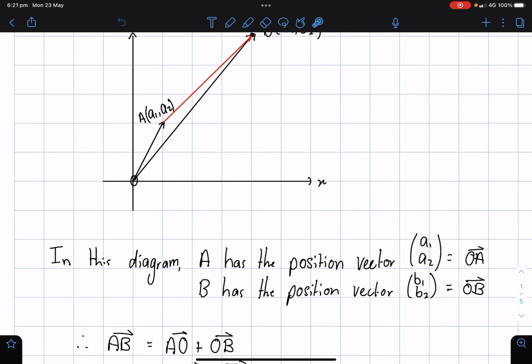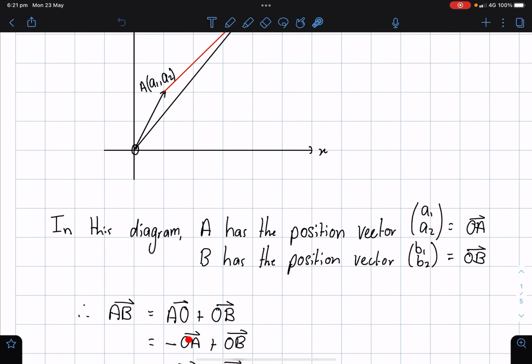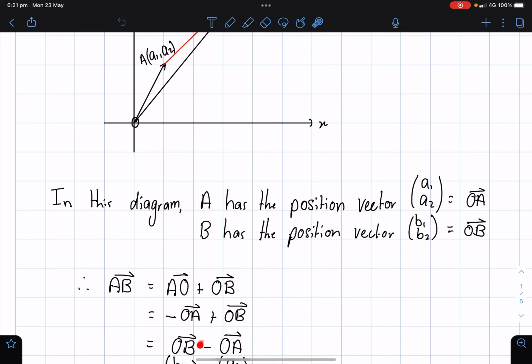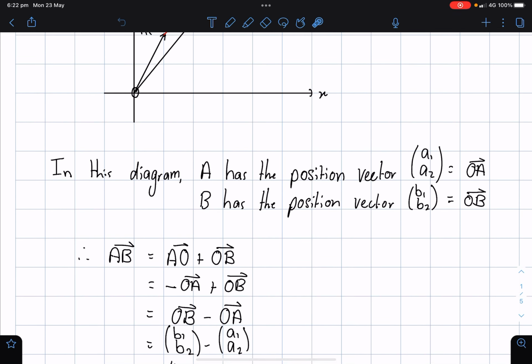Now, hopefully you've noticed that AO is actually just OA, but in the reverse direction. So we can write that as negative OA plus vector OB. And rearranging that just so it's a bit nicer, we have that operation in the middle there: vector OB take away vector OA. We have our general components for those two vectors over here, so we're going to substitute that in. So we've got B1, B2, take away A1, A2.